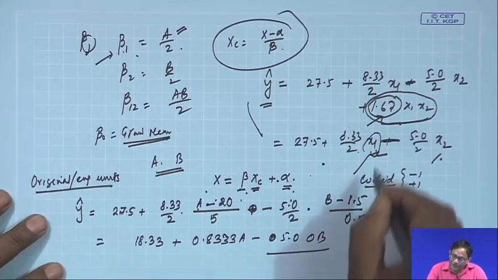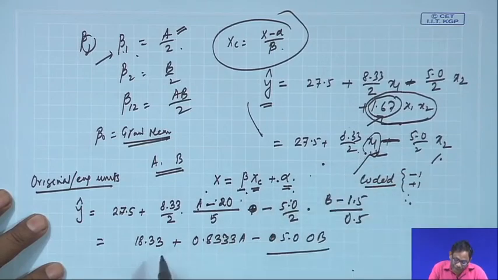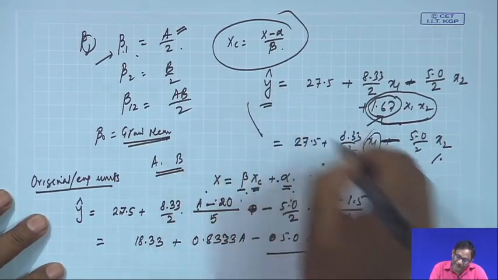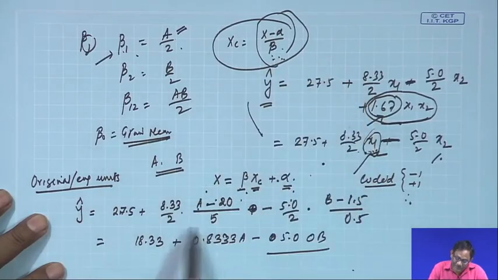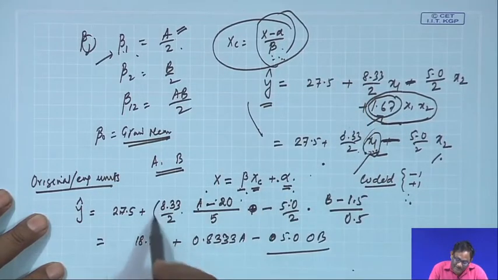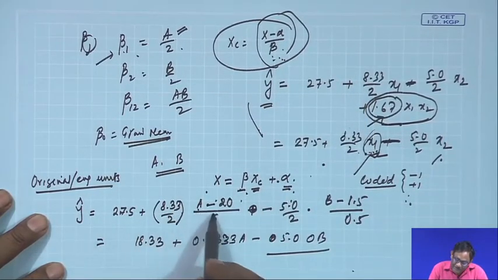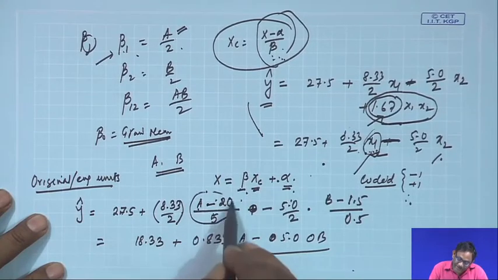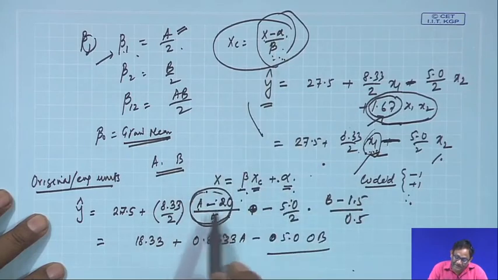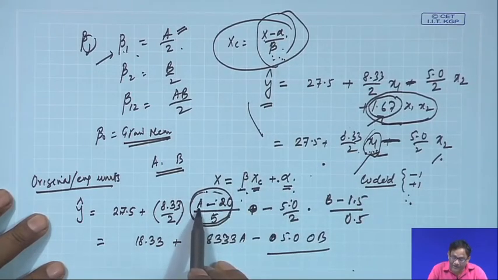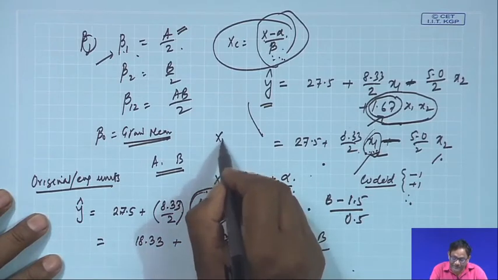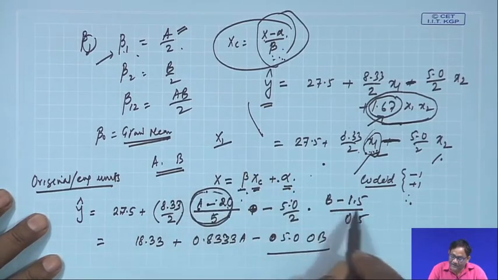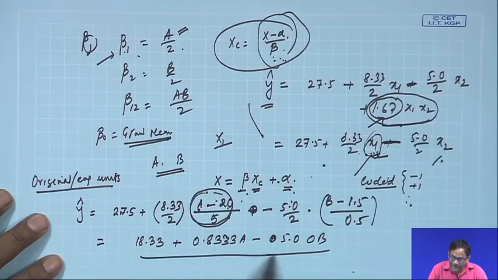Okay. So, you have coded values. Now, you just replace this by this, that is what I have done. So, that is the beta value, and this x1 is replaced by the original counterpart, that is (x minus alpha) by beta. X here I am writing a, or you can also write x1, but better write a, and here we are writing b. So, you are getting this.